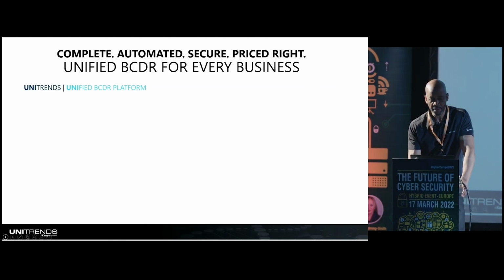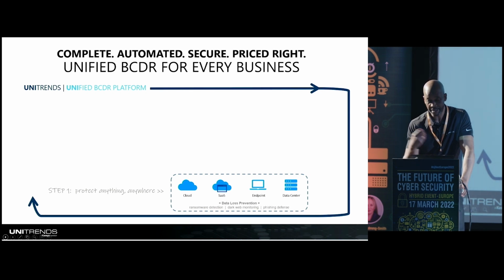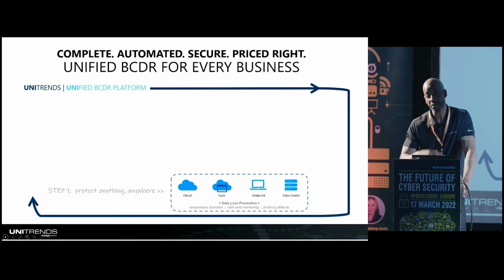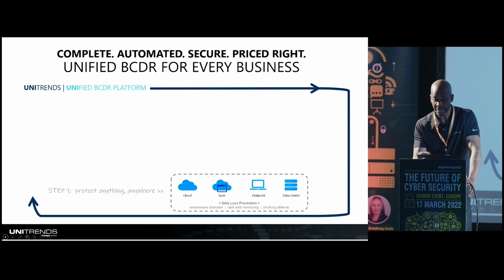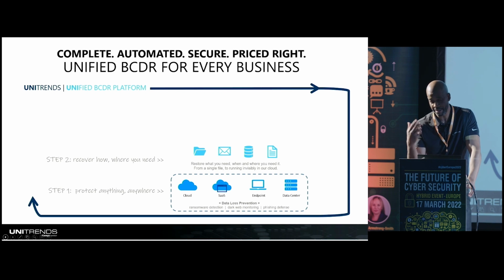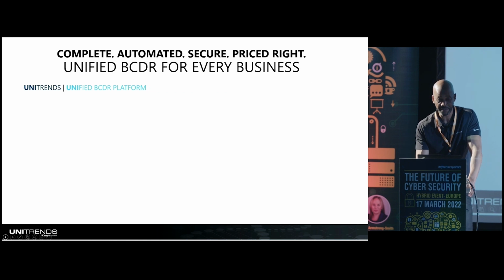Now, as Unitrends, we like to say, as I said before, we protect everything everywhere. We're going to protect your data in the cloud. We're going to protect your SaaS-based solutions, your endpoints, and your data center. But we also have built into our technology ransomware detection, compliance settings as well that allow you to test your SLAs against your backups, as well as dark web monitoring and phishing defense. And we'll talk about that a little bit later on in the demo itself. You should be able to recover your data as well at the folder level, drive level, database, data center level. These are things you should be looking for in your solution from a data protection perspective.